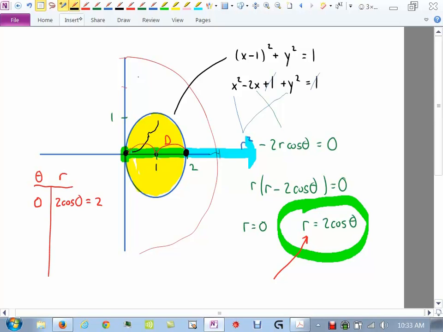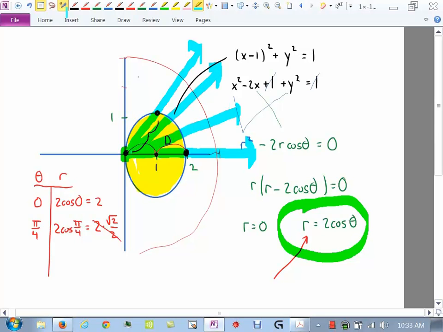Then if I do something like pi over 4, I have 2 cosine pi over 4. Cosine of pi over 4 is root 2 over 2, so I get 2 times root 2 over 2. These cancel. Root 2 is about 1.4 something. So I'm going to point out in the direction of pi over 4, which is about like this, and walk out 1.414, which should put me right here. And if I keep doing that for all the angles in between, I should start creating all these points along the circle.